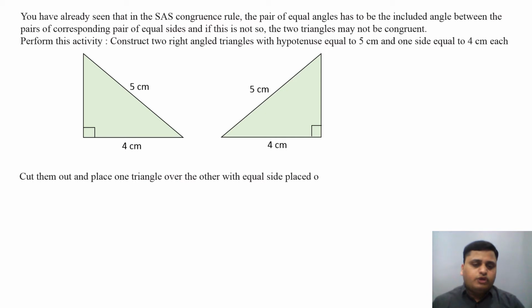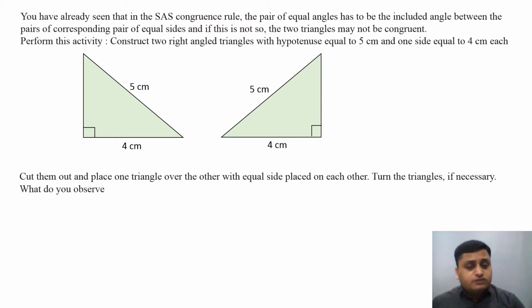After cutting these two triangles, you place one over the other by turning the triangle. After rotating or moving a triangle, you place these two triangles on each other. It is very necessary that the hypotenuse side coincide with the hypotenuse side, base coincide with base, and right angle coincide with right angle.